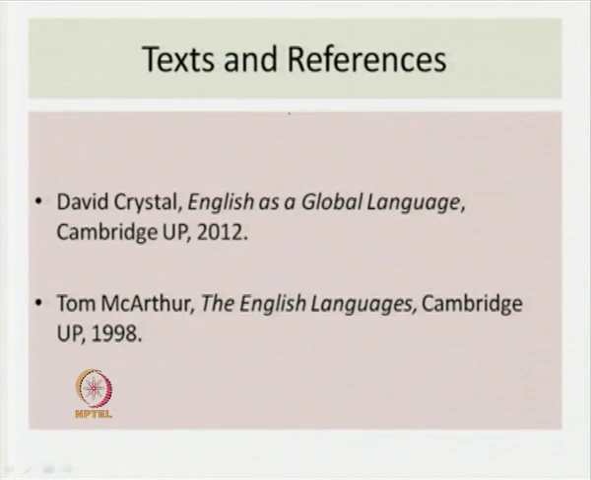For that I refer to two books. As mentioned in one of the earlier lectures, David Crystal is one of the most important scholars as far as studying the English language is concerned. His book English as a Global Language is definitely very important for those of you who want to work on this aspect of the globalization of English. The second book is by Tom McArthur, entitled The English Languages, published by Cambridge University Press. These are the two books from which I shall be largely drawing this lecture.